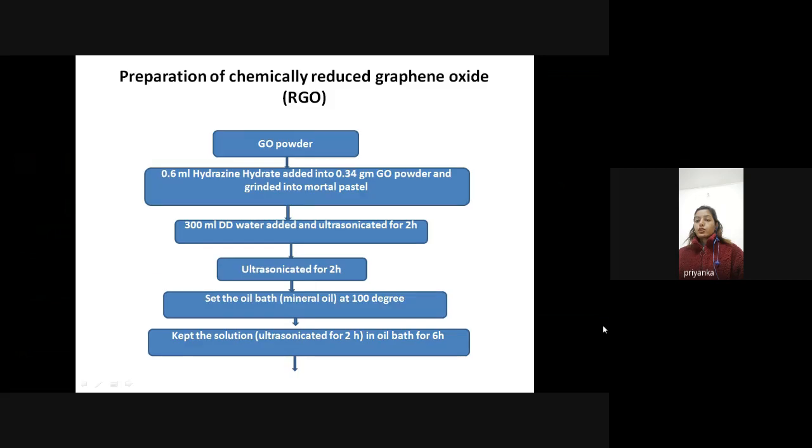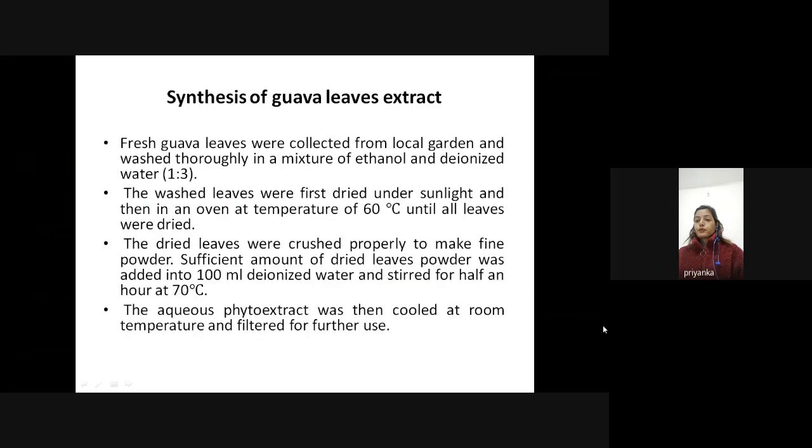After preparation of GO, we have reduced GO using the chemical reduction method, in which we have used hydrazine hydrate as a reducing agent, using the following steps. For preparation of NiO-RGO nanocomposite, we have used guava leaf extract as a reducing agent, and we have synthesized guava leaf extract using these steps.